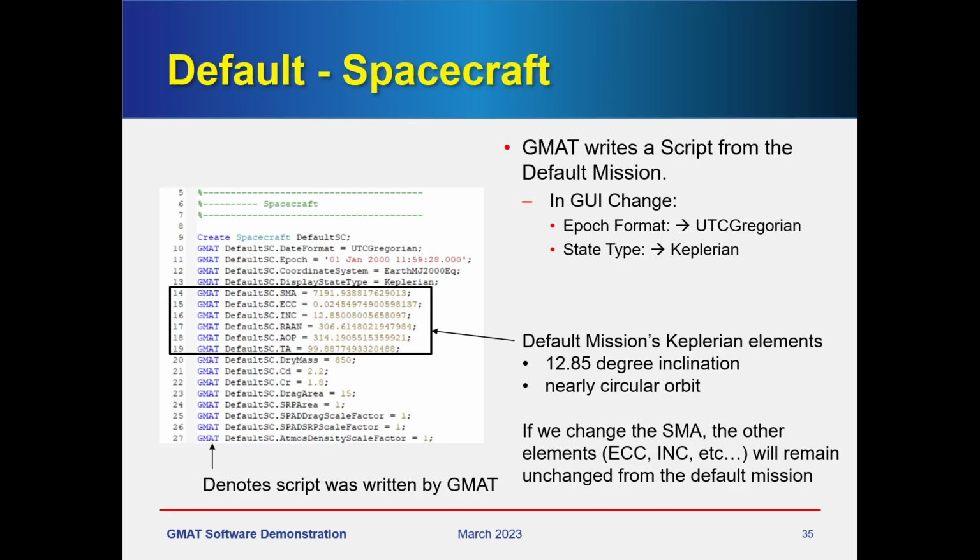Next, we'll take a closer look at the default spacecraft. What I've done here is open the default mission and save it as a script. When you double-click on the script, we will see the lines of code written here in the screenshot. Just a note, at the bottom you see an arrow pointing to line 27. The blue GMAT letters are automatically written when a line of code is written by GMAT.